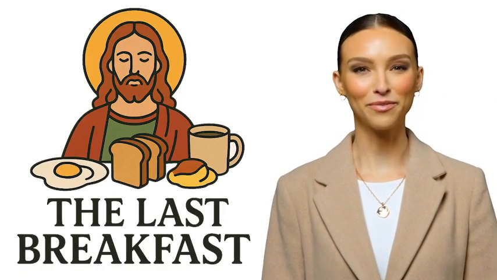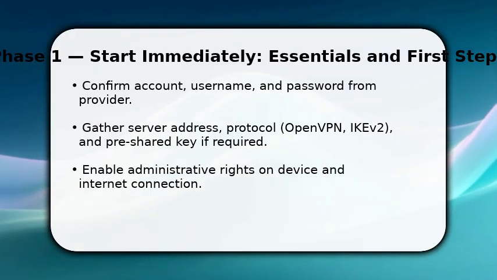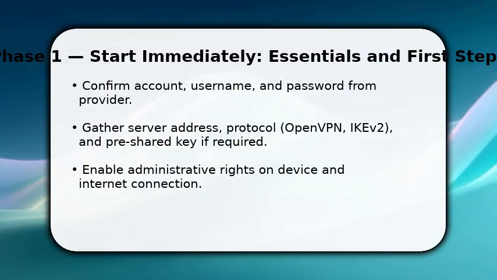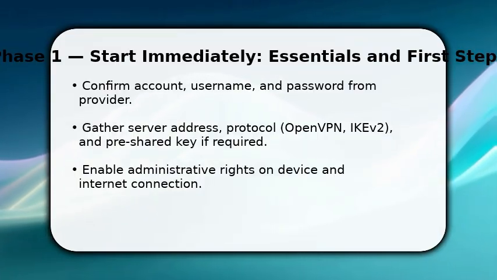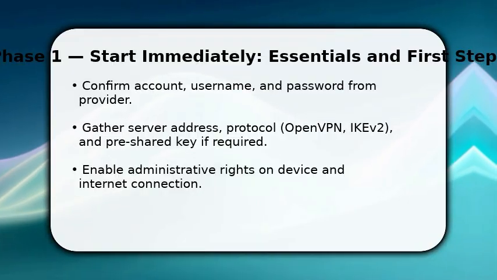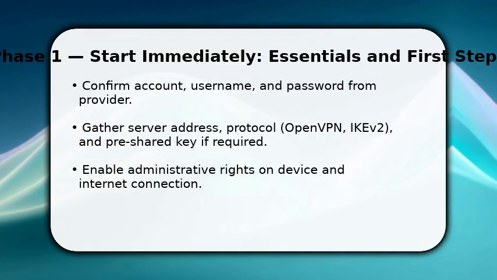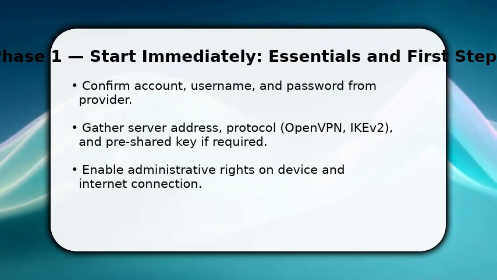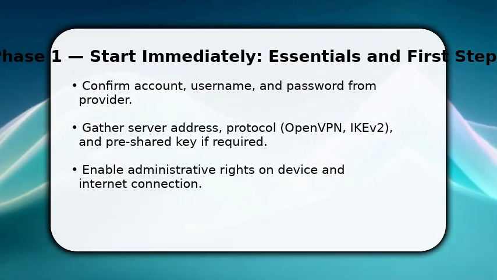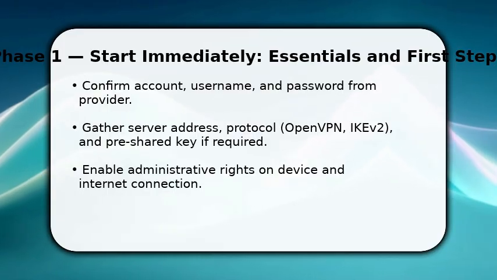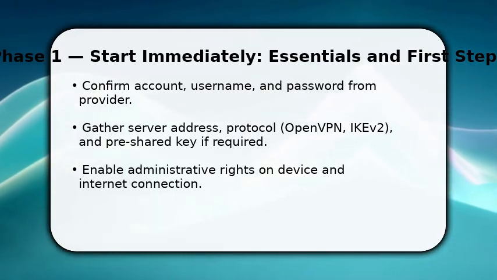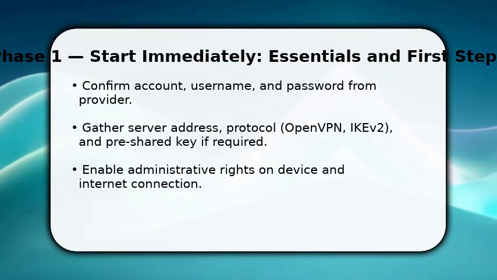Please enjoy the video. You begin by verifying prerequisites and then take the first actionable steps. Sign into your VPN account and copy the server address. Once done, open Settings and choose Network or VPN. Make sure you have admin rights so changes save. Select Add VPN Profile, pick the protocol your provider recommends, and paste the server address.